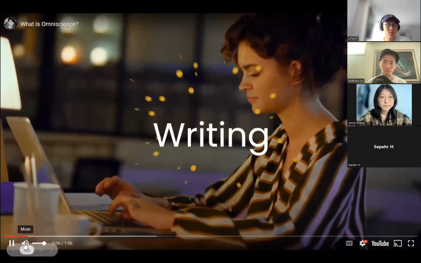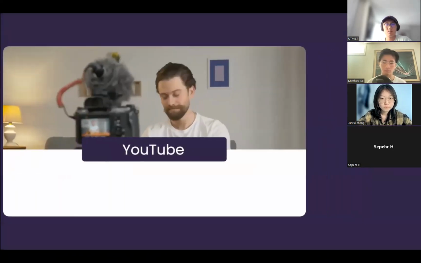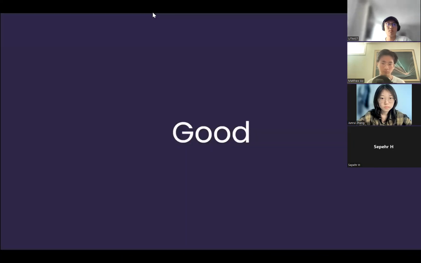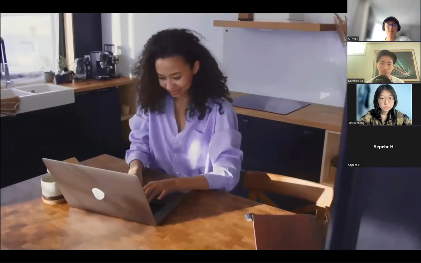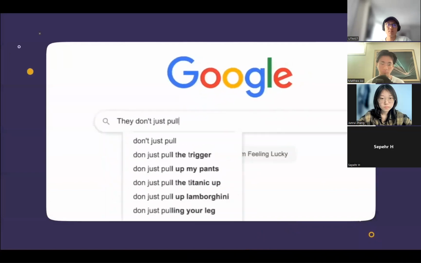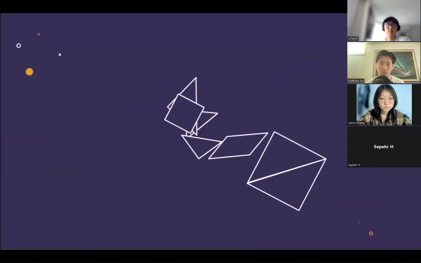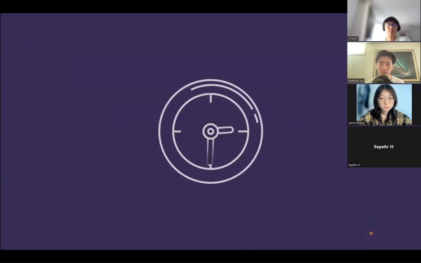In the digital economy, writing is the most valuable skill. Blog posts, Twitter threads, or YouTube scripts, all writing. But writing engaging content consistently is hard. So what's the secret? Good artists copy. Great artists steal. The best writers in the world keep track of every noteworthy idea they consume. When they later sit down to write about some topic, they don't just pull up Google and start searching. They find the existing ideas they wrote down and combine them in new ways to create seemingly new content. But that process takes way too much time.